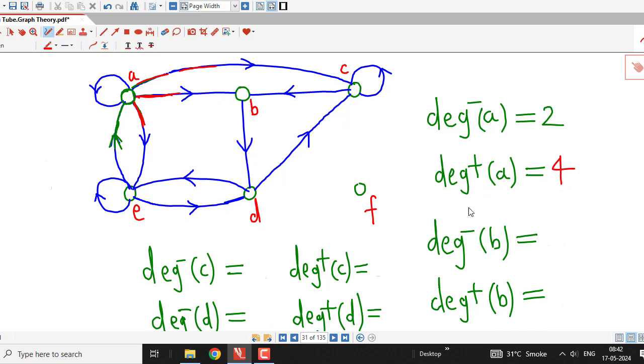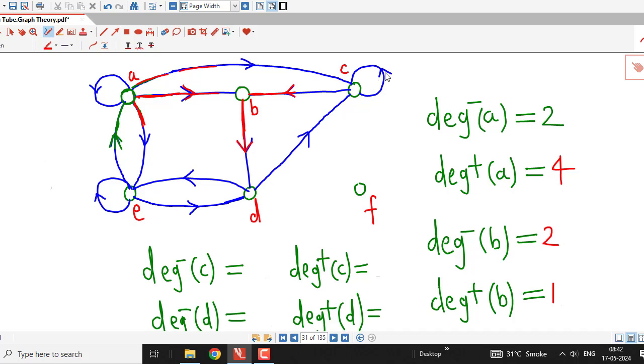Now we write for in degree of vertex B. For in degree we have to find the number of edges which are going to vertex B. So this is going to vertex B, this is another edge going to vertex B. So there are only 2 edges going to vertex B. For out degree we have to determine the edge going out of B, and there is only one edge, so out degree of B is 1.